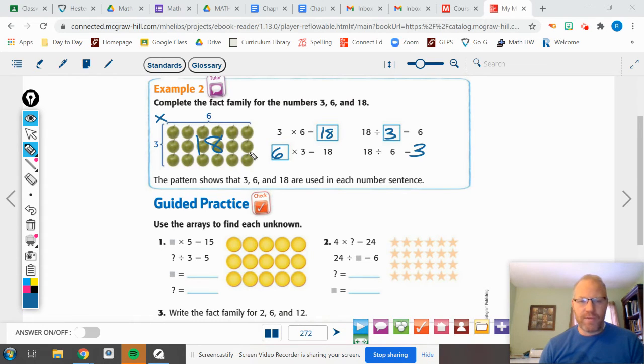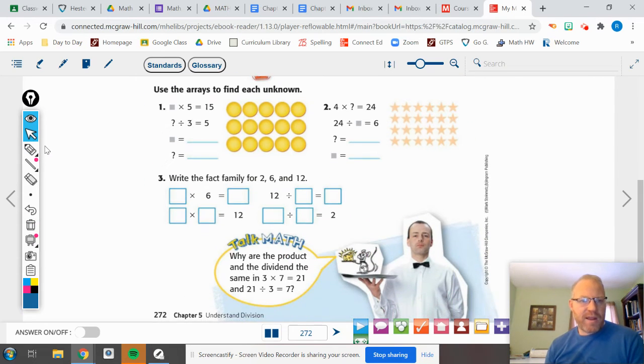We have 6 rows, or 3 rows of 6 in each row, and that makes a total of 18 when we multiply. Guided practice. Let's use the arrays to find each unknown. So we have 3 rows of 5 equals 15. So when we're multiplying, what times 5 equals 15? 3 times 5 equals 15. What divided by 3 equals 5? 15 divided by 3 equals 5. So we're just finding the empty spaces.